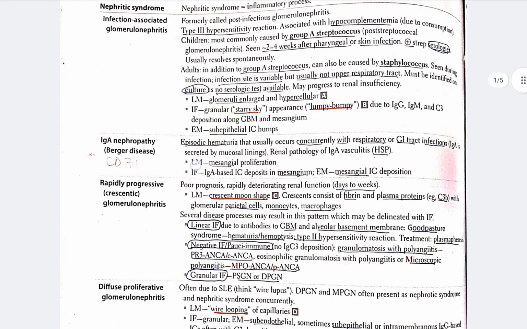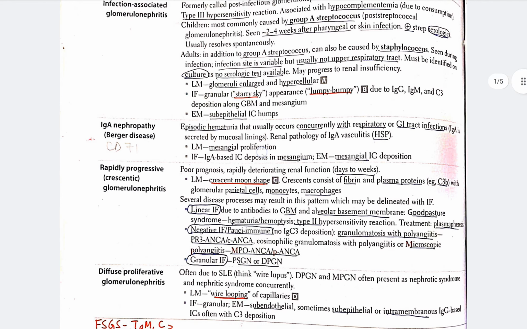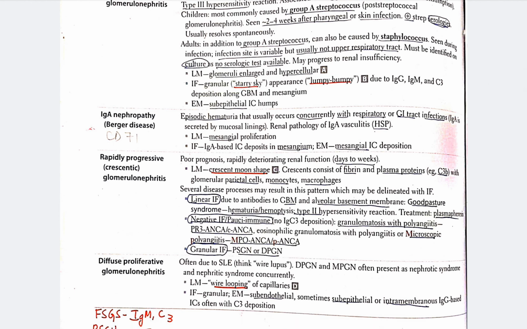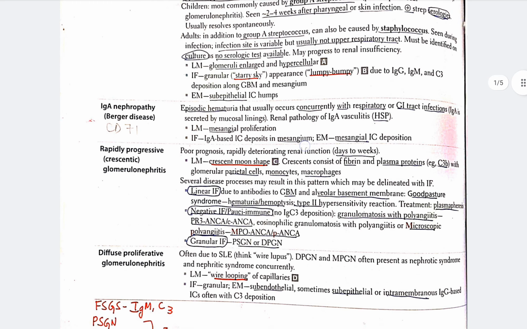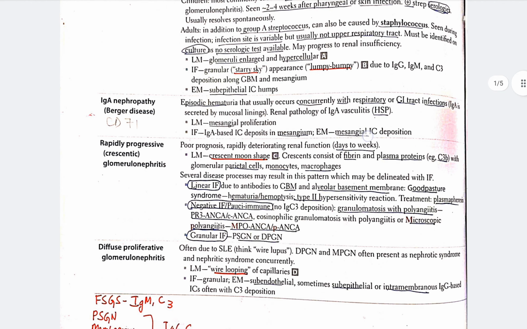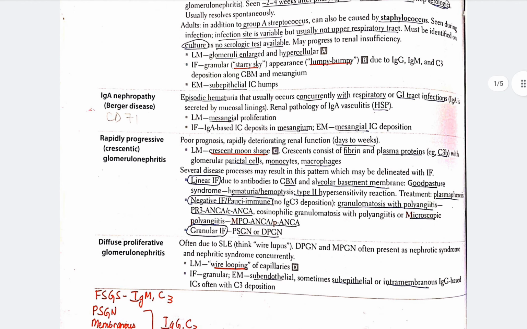On light microscopy, mesangial proliferation will be there, not glomerular but mesangial proliferation. On immunofluorescence, mesangial deposits will be there, and on electron microscopy, mesangial deposits. So all the findings in IgA nephropathy occur in the mesangium, on light microscopy, immunofluorescence, and electron microscopy.